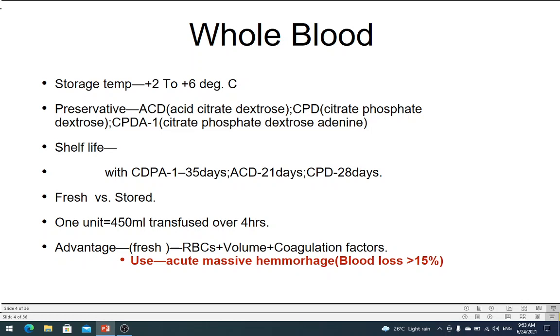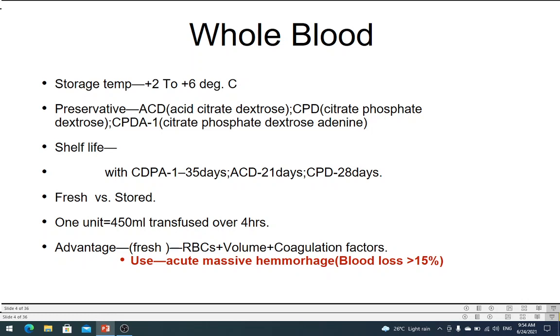But because of the logistical problem, you can't have people walking around in the hospital, all over the place, waiting to donate blood at the drop of a hat, isn't it? It takes a little time to call them, get them and all that. So in an emergency, probably you require stored blood. Anyway, that is about fresh and stored blood.